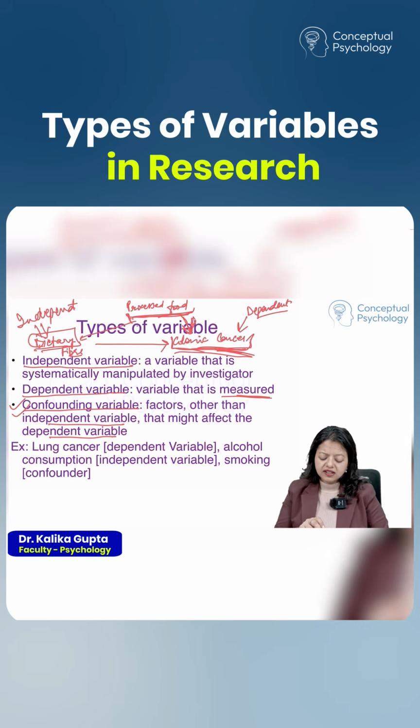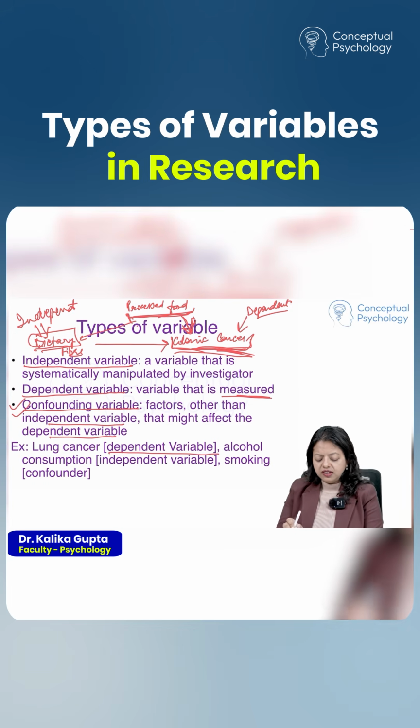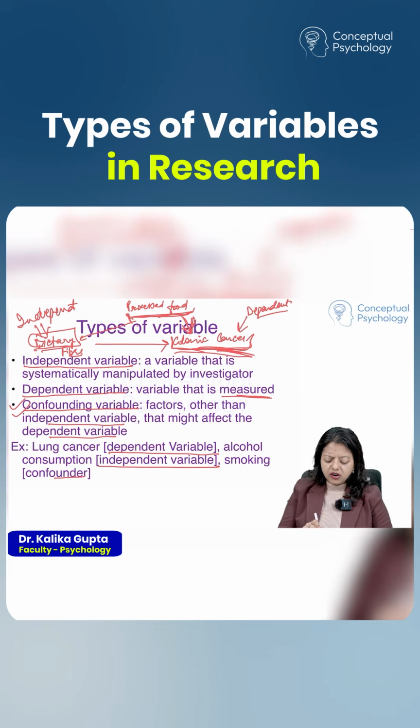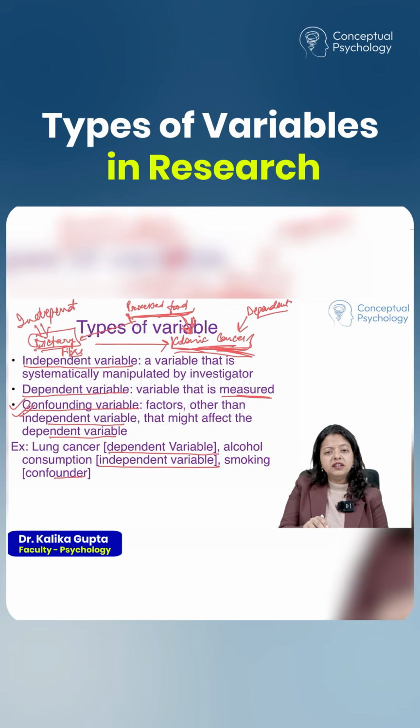Okay, another example here is lung cancer as the dependent variable, alcohol consumption as the independent variable, and smoking as the confounder. So a confounding variable is a variable that is related to both the dependent variable and the independent variable. So there are various statistics.